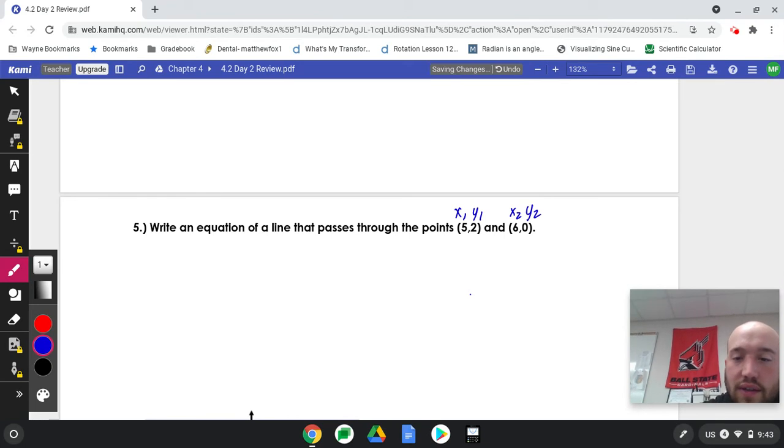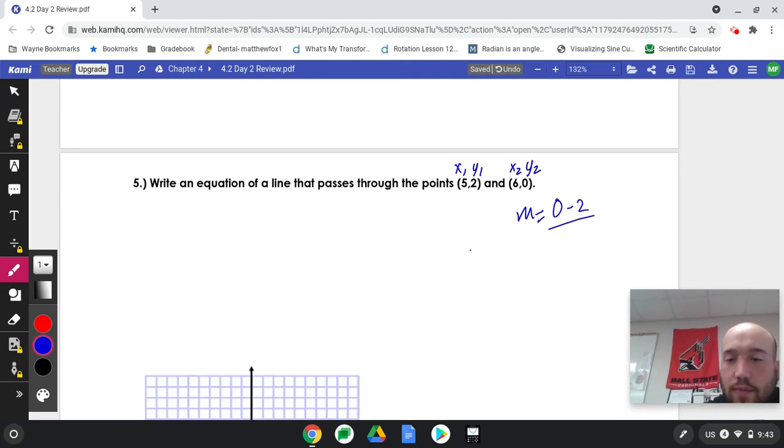So if that's the case, then for our slope, we're going to take y2 minus y1 all over x2 minus x1. So 0 minus 2 is negative 2. 6 minus 5 is 1. So our slope is negative 2.